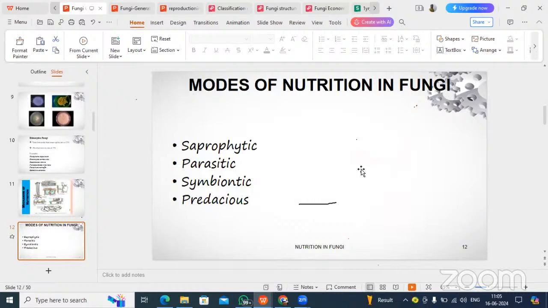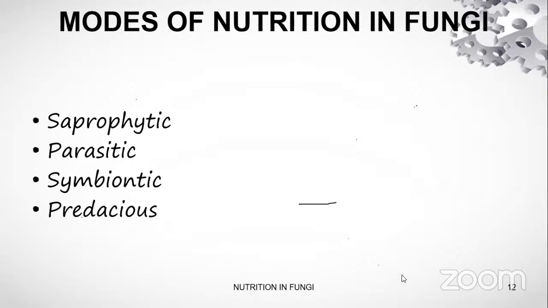The modes of nutrition in fungi are saprophytic, parasitic, symbiotic, and predaceous. These are the four types of nutrition in the fungi.